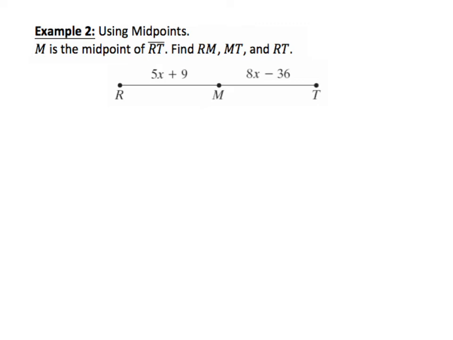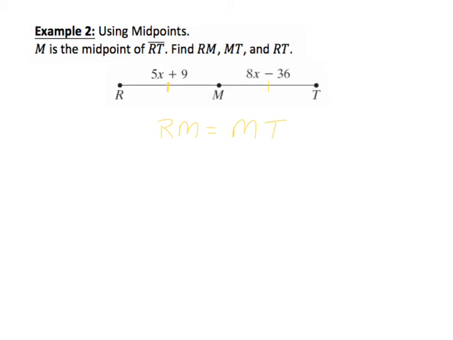If M is the midpoint of RT, that means that RM is equal to MT. By definition, the midpoint takes the segment and it divides it into two equal halves. Now we can go ahead and solve for x. Notice how the directions say to find RM, which is the length of segment RM, MT and RT, but before we can do that, we need to find the value of x.